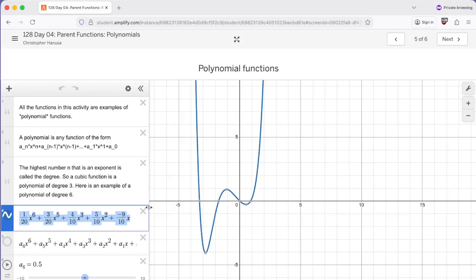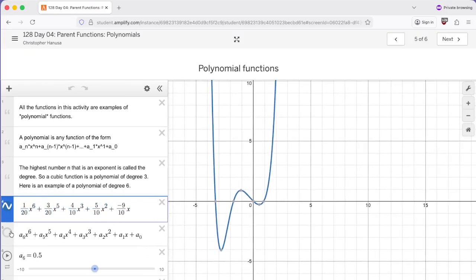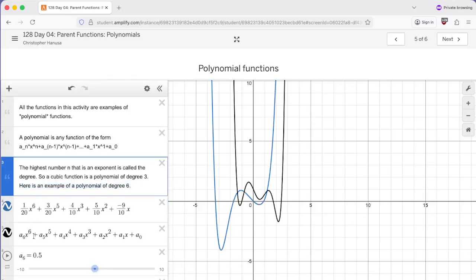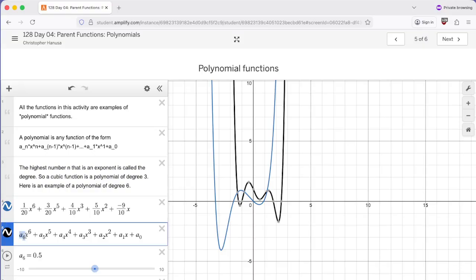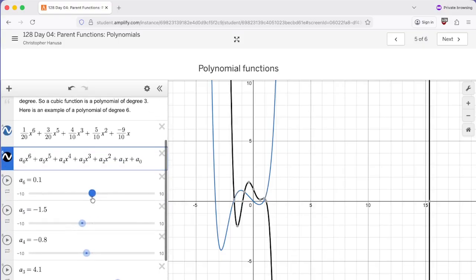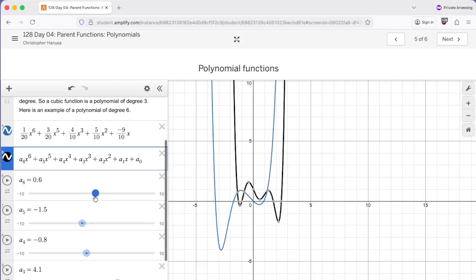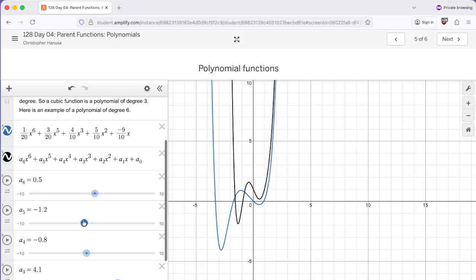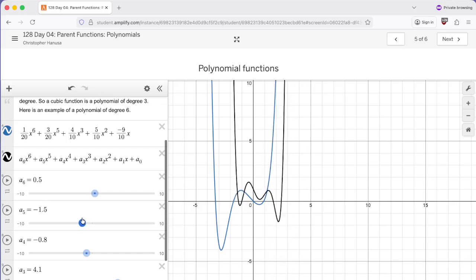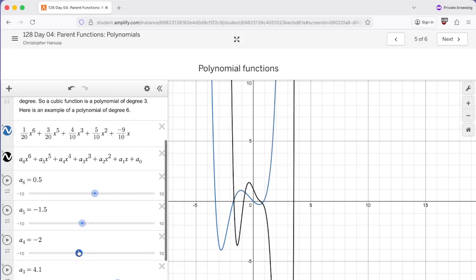And if we wanted a completely general version of a polynomial of degree 6, then we can put a6 x to the 6, plus a5 x to the 5, plus a4 x to the 4, plus a3 x to the 3, plus a2 x squared, plus a1 x, plus a0 times 1. And you can play around with these coefficients as well. These coefficients are a little bit more all over the place. They make things change very fast.